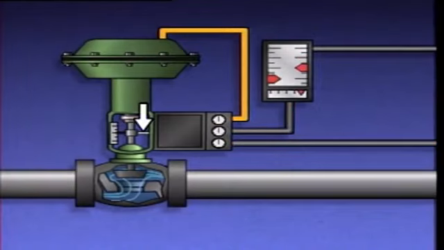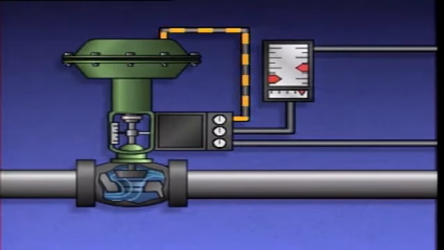The feedback linkage indicates to the positioner how far the valve is from the desired position, in this case, fully closed. As the valve moves toward the fully closed position, the feedback linkage causes the positioner to change the air signal to the actuator, so that as the valve reaches the fully closed position, actuator movement is stopped. On a piping system diagram, a positioner may be represented by this symbol.